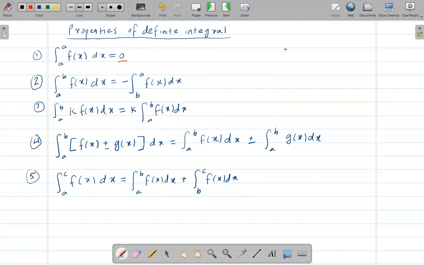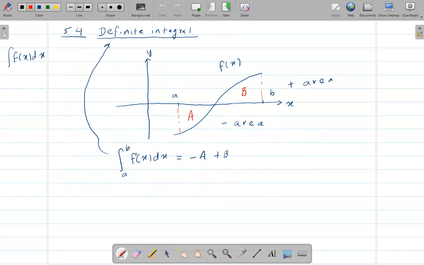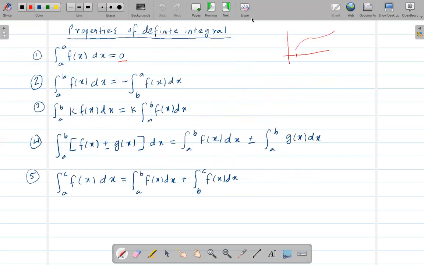Because if you're looking at the integration, let's say this is a, from a to a means, well, there is no area, right? So it's not moving. Like I said here, this means the area, right? So there is no area, right? That's why it is 0.